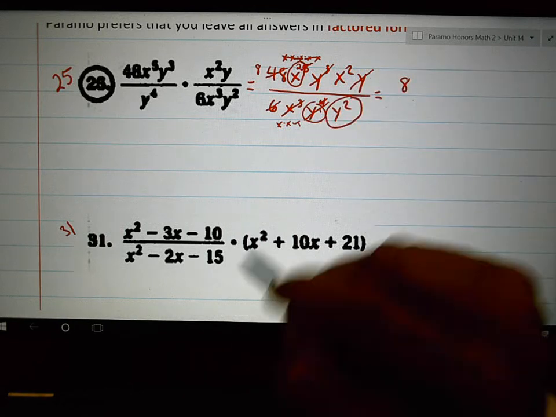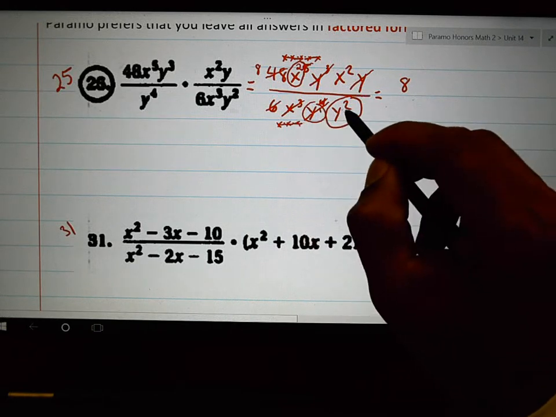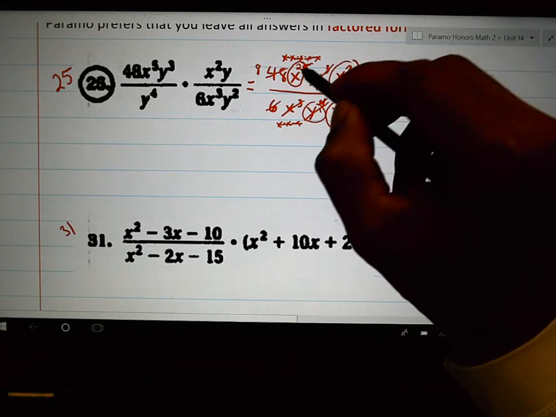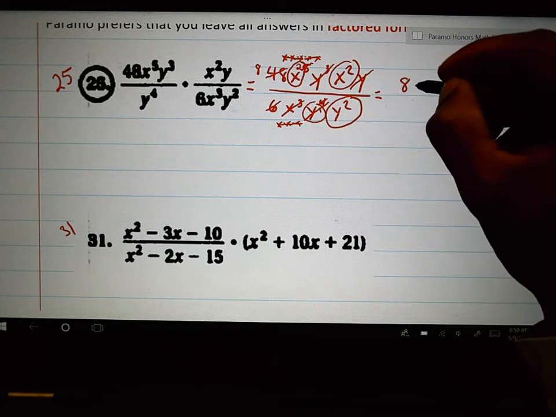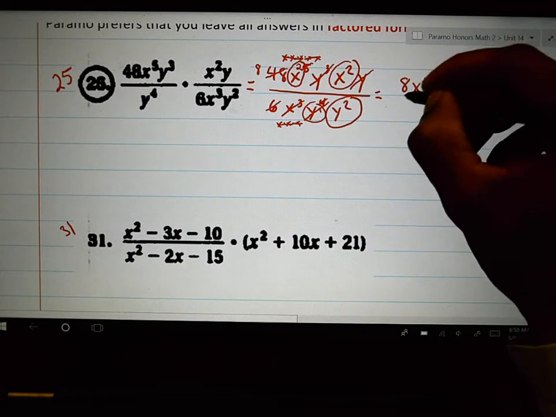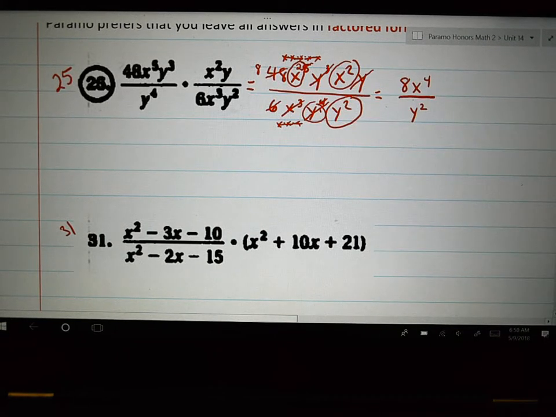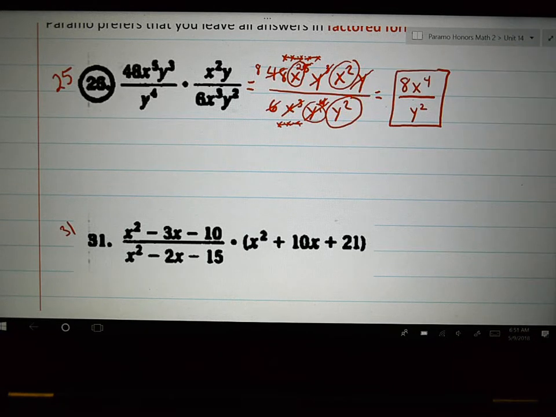So what do I have left? I'm looking. Gone. Gone. Gone. I have a y squared on bottom. I don't want to lose that. I have an x squared here and an x squared there. I can put those together. X squared times x squared is x to the fourth power. Over. Don't forget there's a y squared in the denominator. Does anything else reduce? No. That is what I get for number 25. And that's pretty complicated, but there you go.